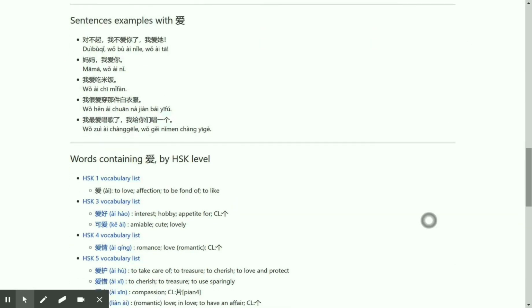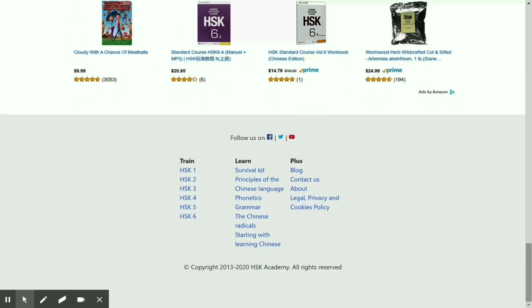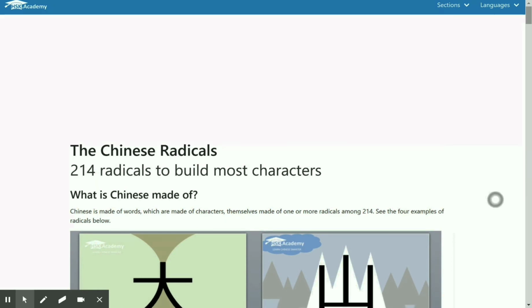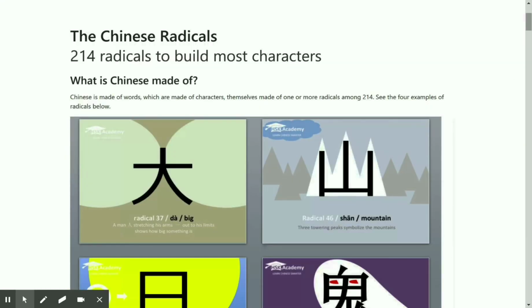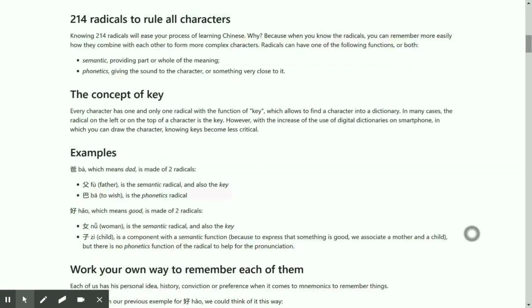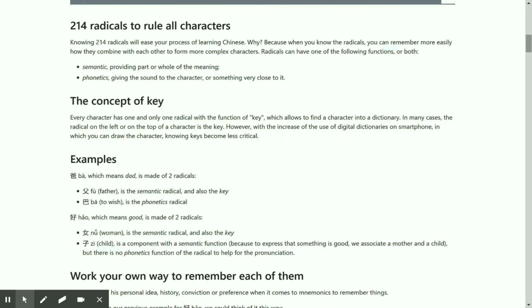And last thing I want to show you, if you go to the bottom of the page, you click on the Chinese radicals. It tells you what are radicals. Essentially, they are the components of Chinese characters. This is probably the best way to help you learn the characters more efficiently. Here they listed 214 important major radicals you can learn in order to study the majority of the characters.